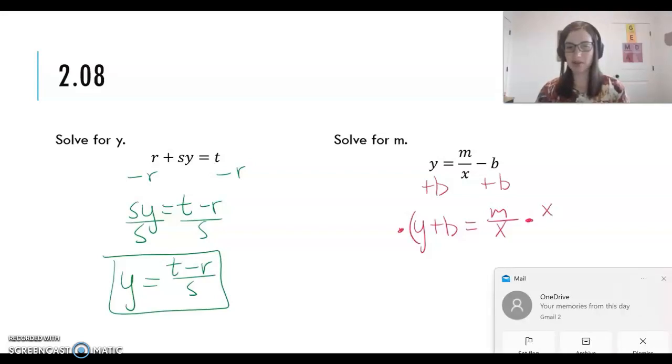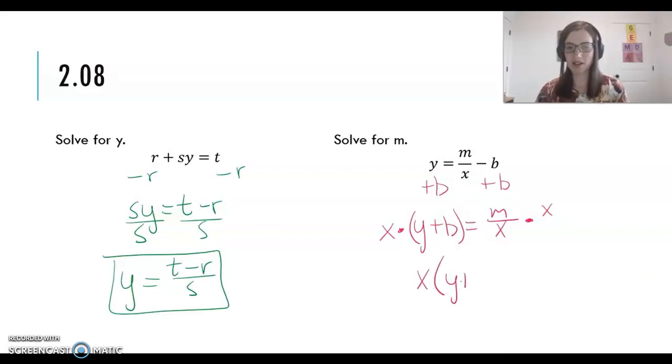So I'm going to multiply, and I'm going to put parentheses around my y plus b. So multiply both sides by x. So I get x times the quantity, y plus b, equals m. I have to have these parentheses here because I'm multiplying each side by x. So it's not just the y I'm multiplying by x, it's that entire side of my equation.